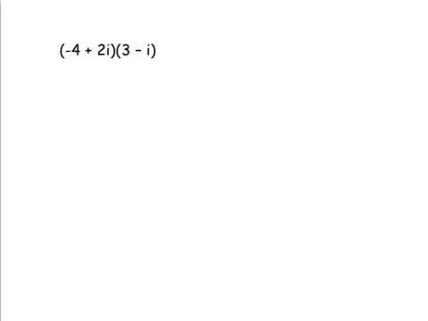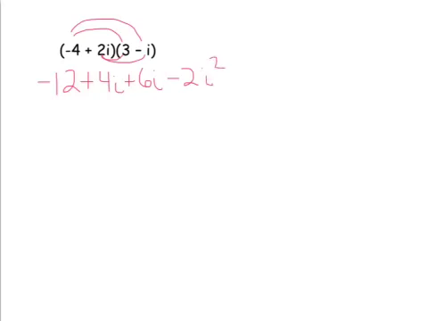So with this one here, I'm going to start by FOILing. So negative 4 times 3, negative 4 times i. So I get negative 12. And I get positive 4i. And then I have 2i times 3, which gives me positive 6i. And then 2i times negative i, which gives me negative 2, and then we get i squared. So I can combine my like terms right here to give me 10i. So negative 12 plus 10i.